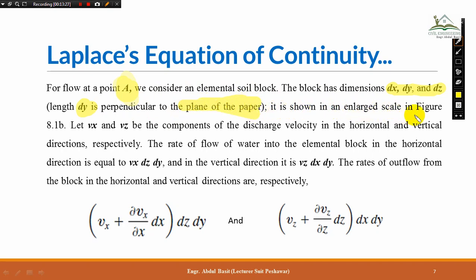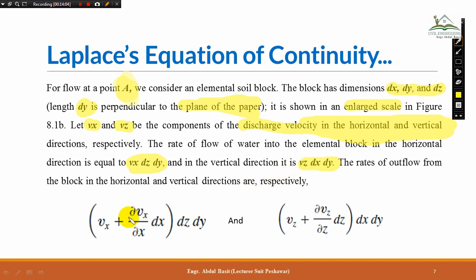It is shown on an enlarged scale, as I've already told you, and this is Vx. Vx and Vz are the components of the discharge velocity in the horizontal and vertical directions. Then the rate of flow of water into the element, the block, is this inflow. The rate of flow into the element is Vx dz dy. So this is the inflow, and this is the inflow in the vertical direction.